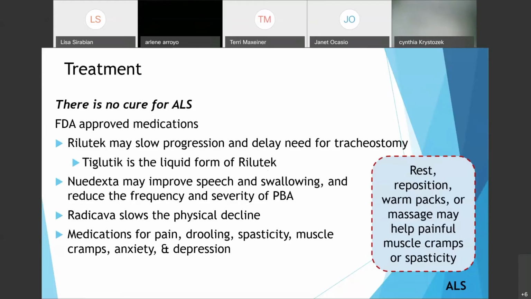There are also, of course, medications for the other symptoms: pain, drooling, spasticity, muscle cramps, anxiety, and depression. So, medications and treatment for those things. We have on the side there that rest, repositioning, warm packs, or massage may really be helpful with muscle cramps and spasticity.